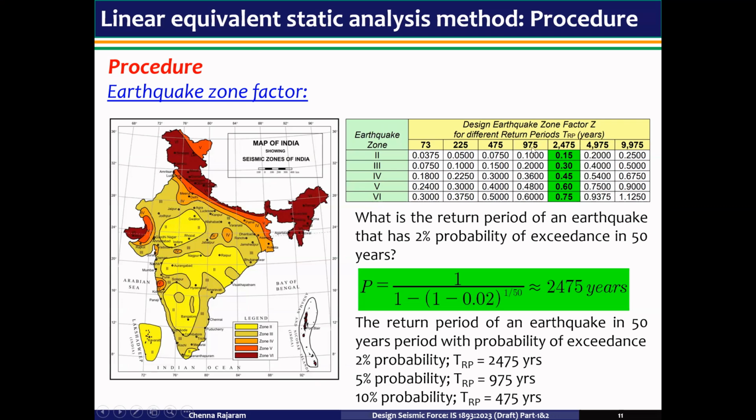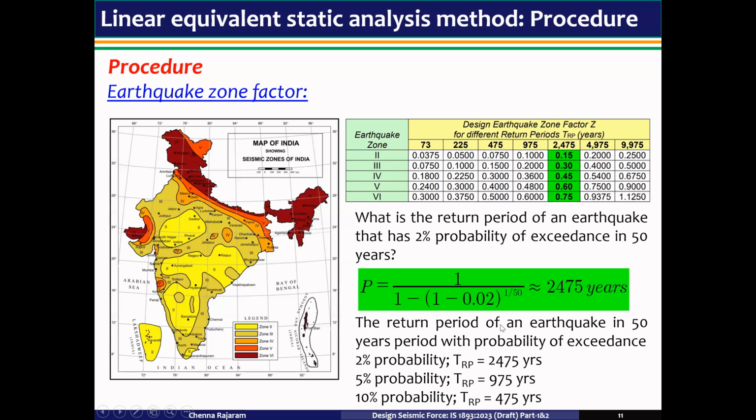For a return period, how to calculate the return period for simple understanding. What is the return period of an earthquake that has a 2% probability of exceedance in 50 years? The probability P is equal to 1 divided by 1 minus 2%, that is 0.02, whole to the power of 1 divided by 50, that is 50 is the number of years. So after simplifying, we'll get approximately the number of years are 2475.